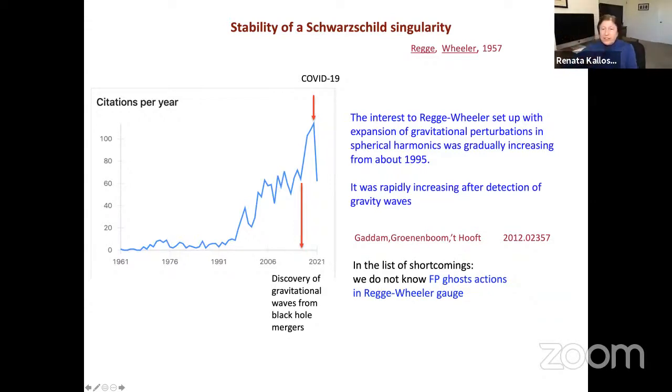And in this list, they told they don't know what the Faddeev-Popov ghost action is in the Regge-Wheeler gauge, and therefore it was natural to supply this information. And in the process, we found it a very interesting problem, no matter what. Also, 't Hooft had long had this idea that black hole microstates somehow should be associated with partial waves. This is, of course, first quantization.